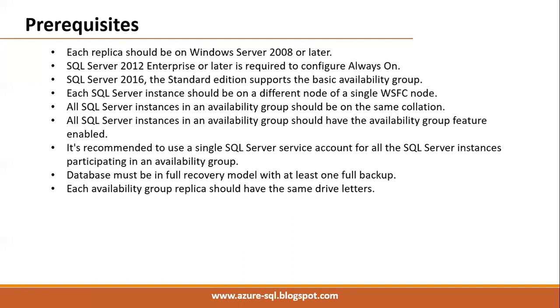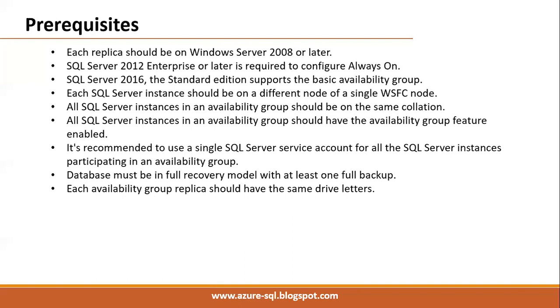Basic availability group is similar to mirroring, which is a one-to-one option. Whereas in general, standard availability groups, which is Always On, is a one-to-many feature.